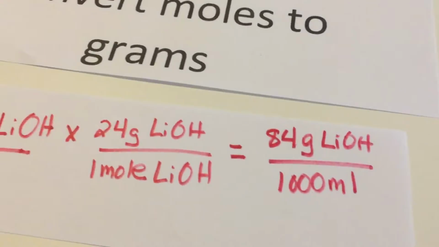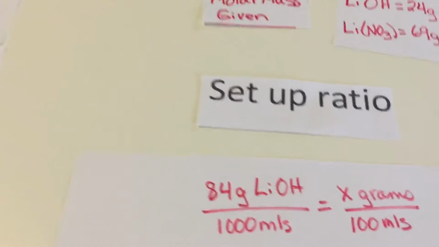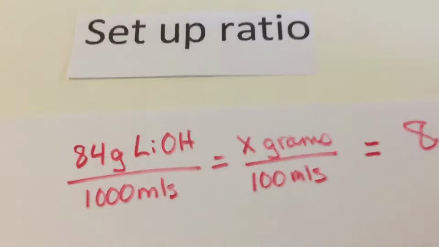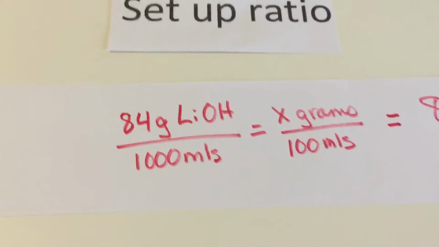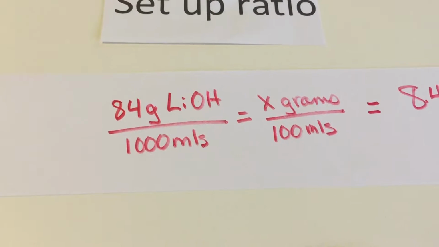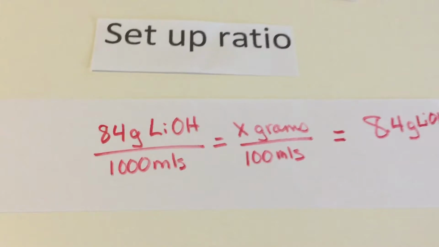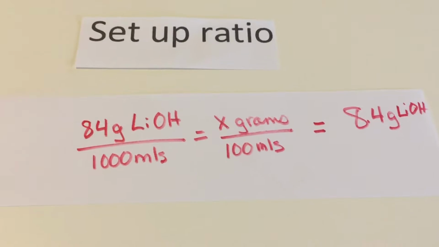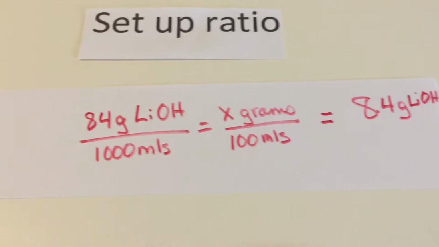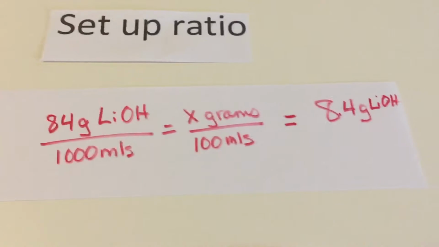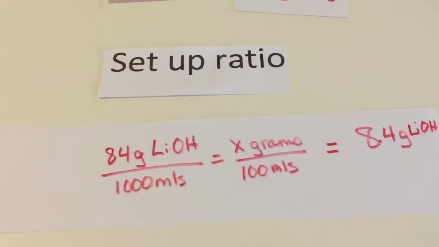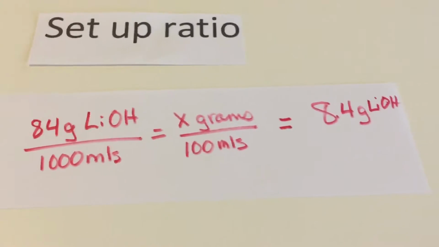Okay, so then we're going to set up the ratio. We set it up as 84 grams of lithium hydroxide for 1,000 milliliters equals X grams for 100 milliliters. You multiply both sides by 100 milliliters and you get 8.4 grams of lithium hydroxide. So now we have 8.4 grams of lithium hydroxide. We figured out how much we are starting with.